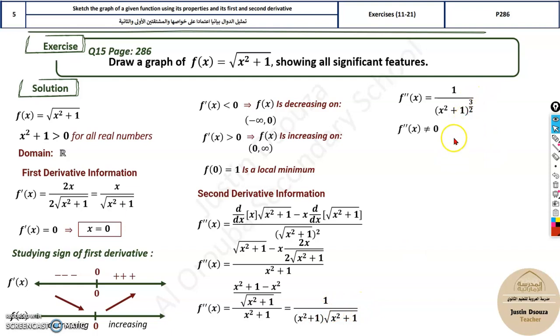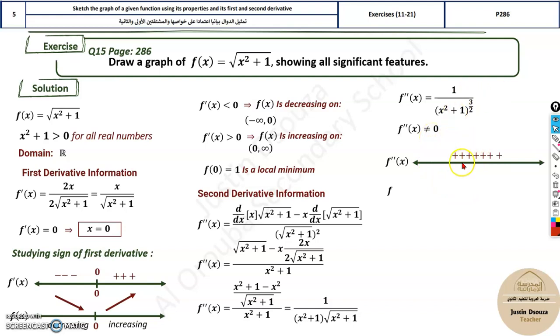What next? Now we will find the critical numbers. We will find the inflection point, so make it equal to 0. Now take this to the other side. What happens? It will be 1 equal to 0. Is it correct? No, it's wrong. So it cannot be equal to 0. Okay, the double derivative cannot be equal to 0. That means there is no inflection point.